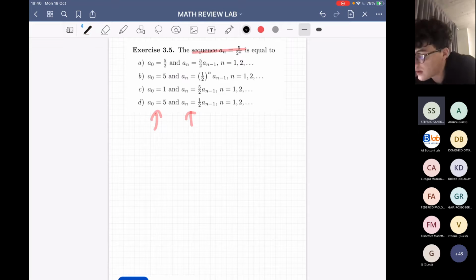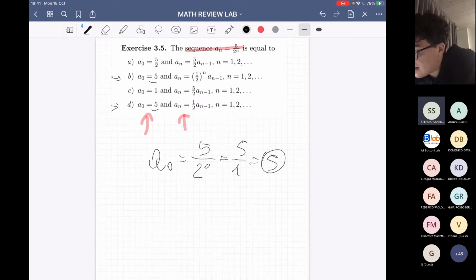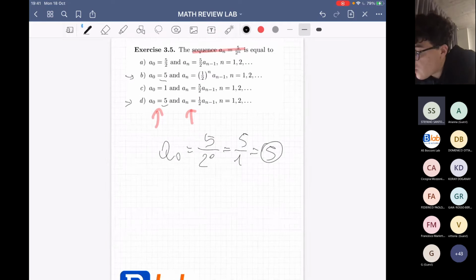So if we substitute a0 in the an, we have to substitute simply 0 for n, and it's 5 over 2 to 0. So it's 5 over 1, and it's equal to 5. So for sure, the two options that remain are B and D, because we have 5 here and we have 5 here. Now we have to find the other way to write it.